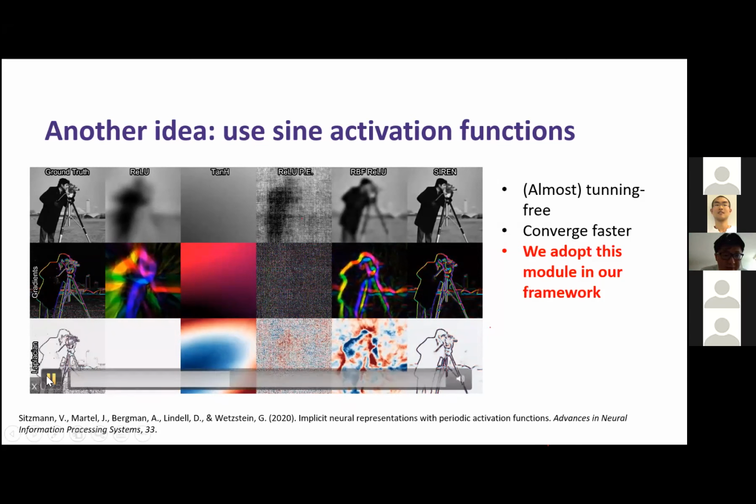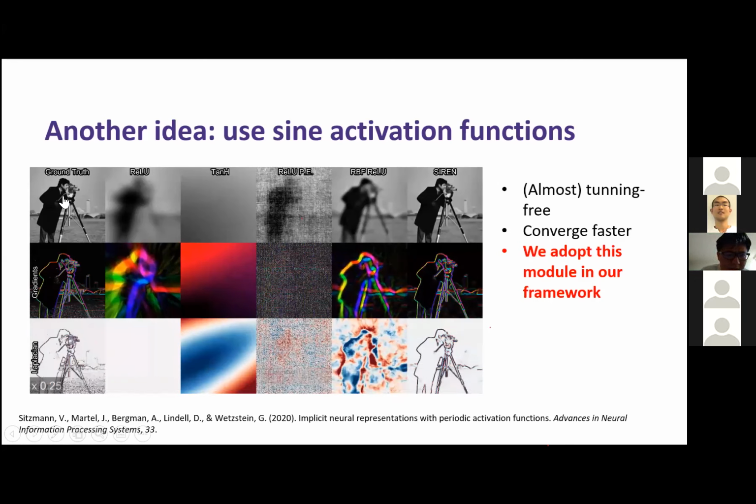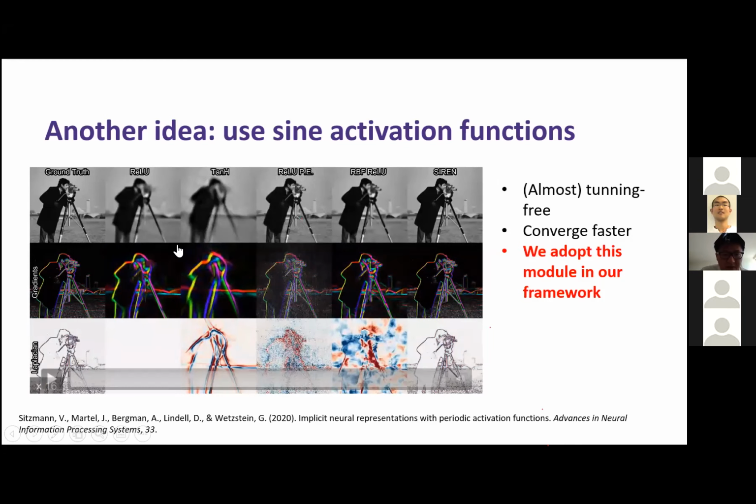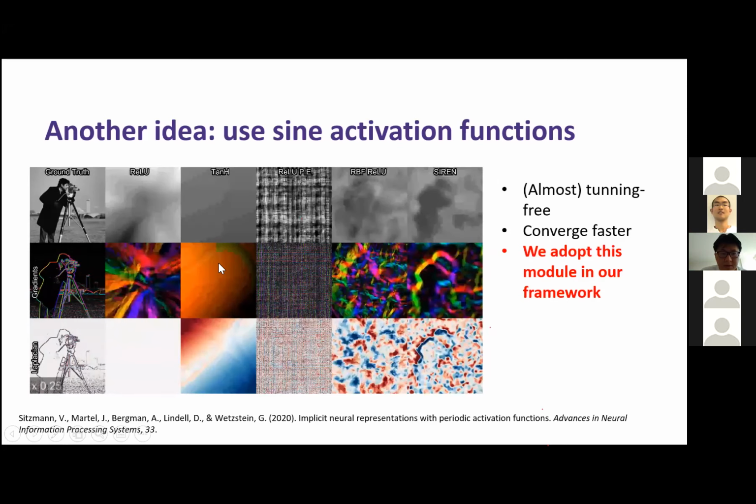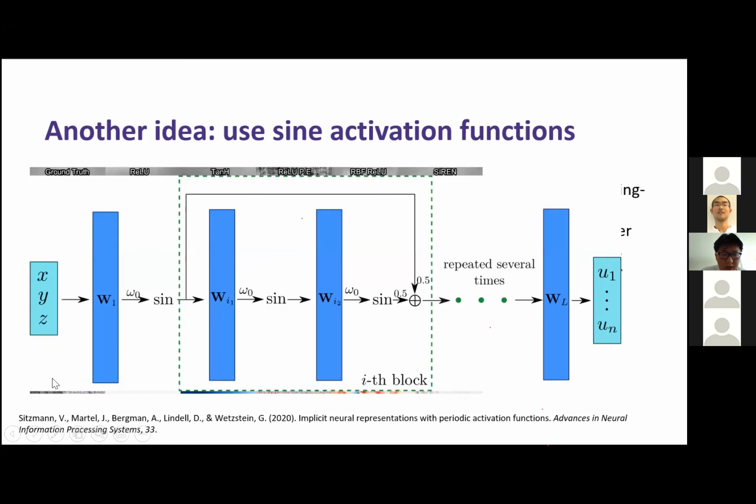so that you can train this network really well. Basically, same as before, they put x, y as the input of the neural network, and the output is the grayscale value of the images. You can see that SIREN, their framework, performs best and converges much faster than other activation functions. We adopt this module in our framework to learn the representation of turbulence. So these are the modules that we are using here.